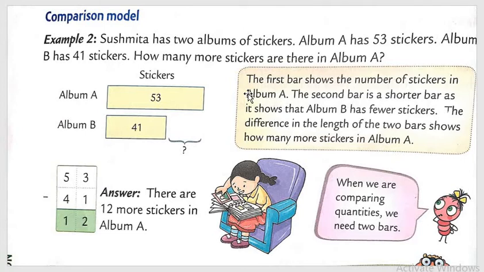Subtract. Okay, we do a subtract. So 53 minus 41. 53 minus how many? 53 minus 41. So we do here the 53 minus 41. 3 minus 1 is equal to 2. Then 5 minus 4 is equal to 1. Got my point? I hope you all understood. The answer is what? 12. So the answer is 12. So there are 12 more stickers in album A.